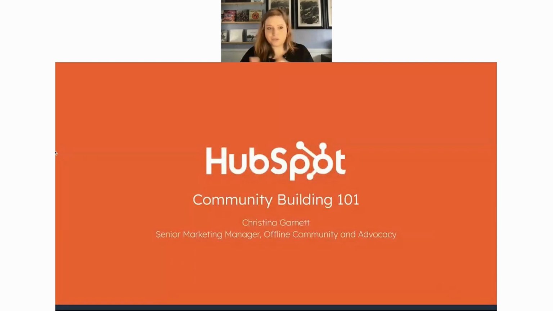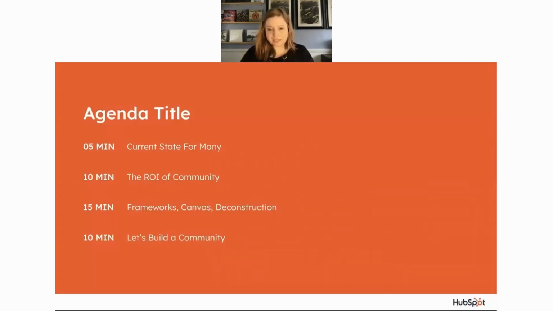So specifically what we want to focus on today is we're going to come from a place of community building 101. What does that look like? And what are the specific behaviors that you want to be concentrating on? How do you set things up from scratch? And what does that look like?